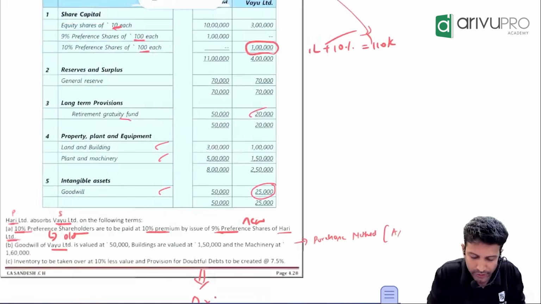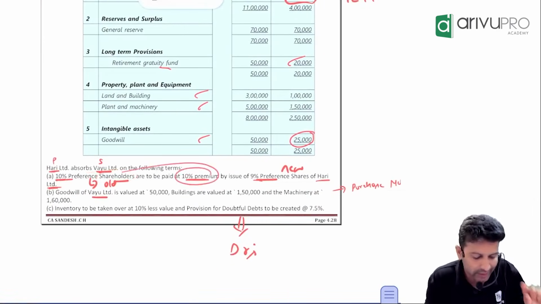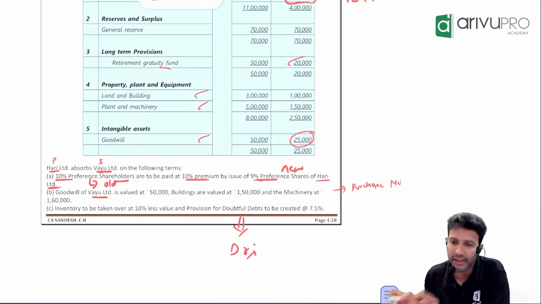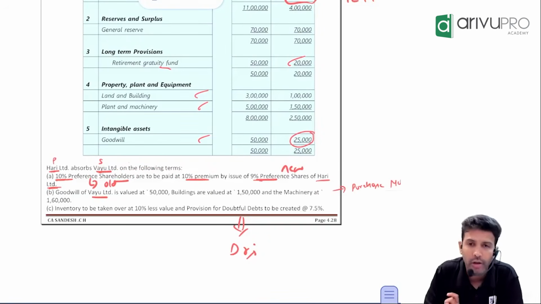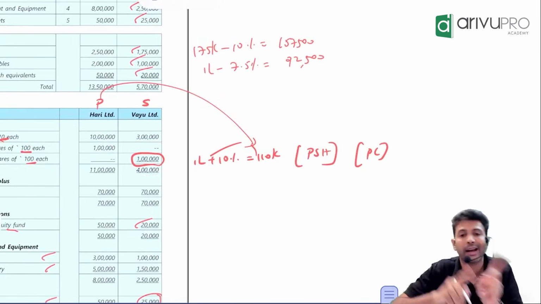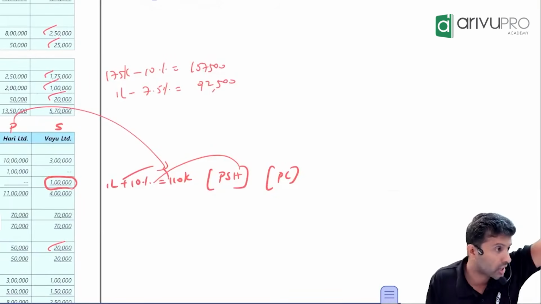If you check preference shares, what did they say? Preference shareholders are to be paid at 10% premium by issuing 9% preference shares of Hari. So this premium came next to what? The new one or the old one? Old one. Hence the old one is taken over at higher value and new shares are issued at par.